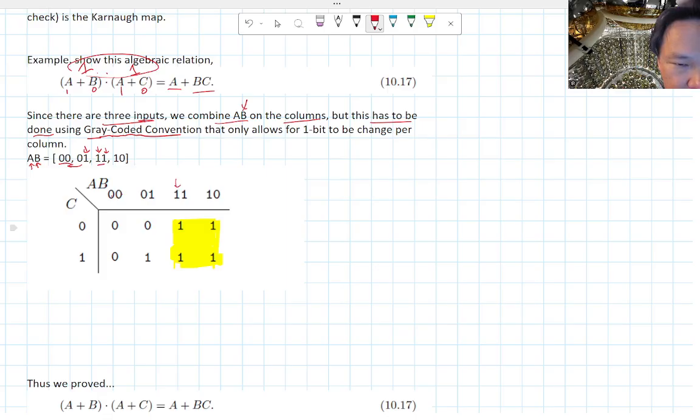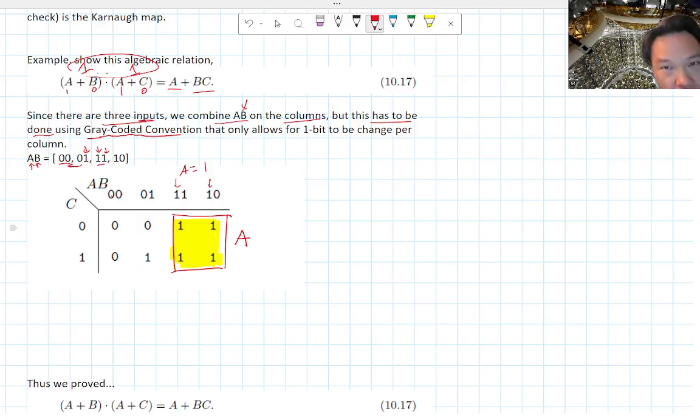So notice that for both of these columns, A is equal to 1. This is the A equals 1 column. So what we're going to do is box this and call that A.